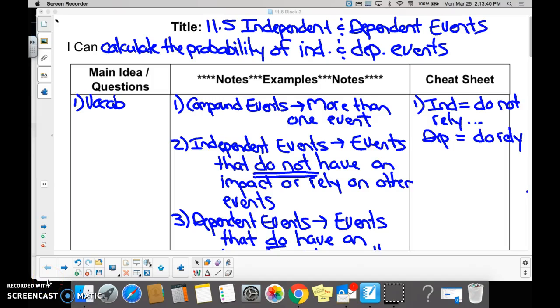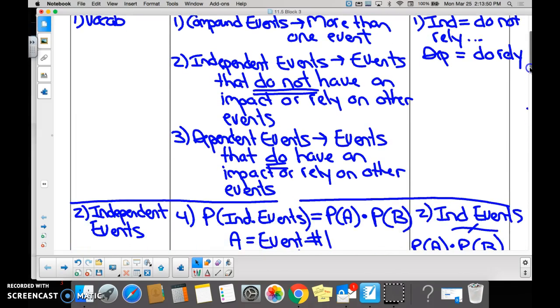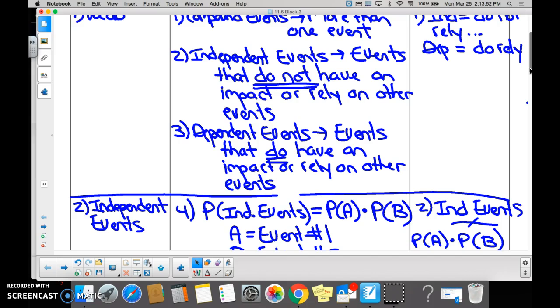11.5 independent events. I can calculate the probability of independent events. Excellent. Compound events mean more than one event. All right, independent events. Independent events do not impact other events. Everyone say do not. Do not. Independent events do not impact other events.